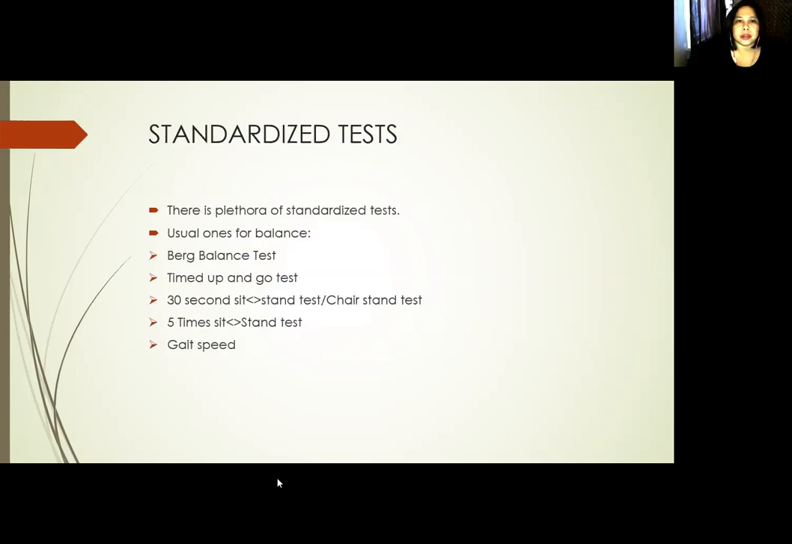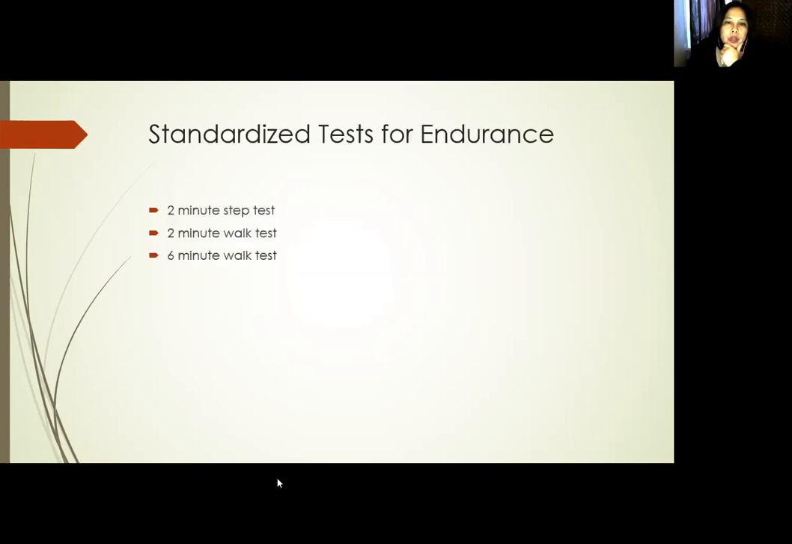So there is a plethora of standardized tests out there. There is a specific standardized test that will be suitable for each patient. You just have to figure out what will be best for the patient. But these are some of the many tests for balance, such as the Berg balance test, timed up and go, 30-second sit to stand or chair stand test, 5 times sit to stand test, gait speed. For endurance, you can do a 2-minute step test, the 2-minute walk test, and the 6-minute walk test.